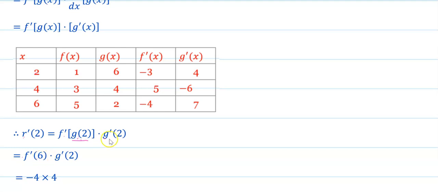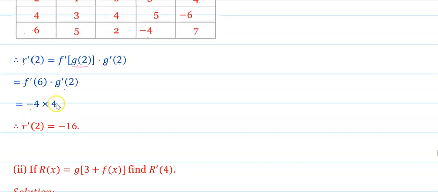Therefore, here it is 6. F dash of 6, g dash of 2 ची value. Okay. G dash of 2 is as it is. Find out the value of f dash of 6 and g dash of 2. आता इथे f dash आहे. f dash of काय पाहिजे आपल्याला? 6 पाहिजे. The value of f dash of 6 is -4. G dash of 2 is 4. -4 into +4, that is -16. Hence, r dash of 2 is -16.